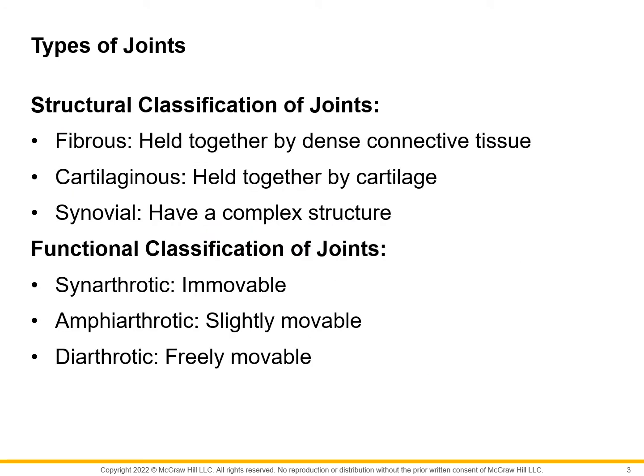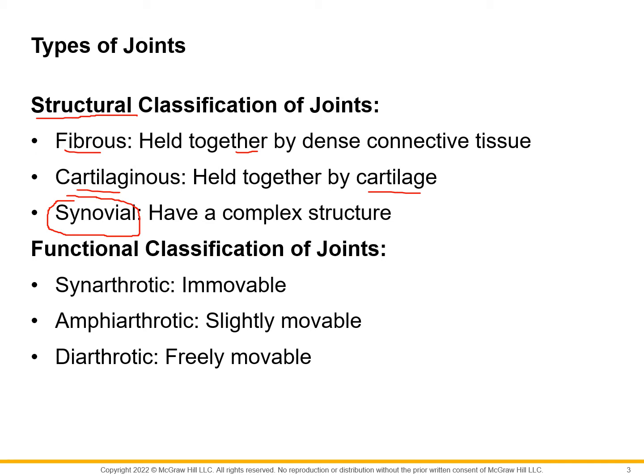Now, joints themselves can be classified in two different ways. We're going to look mainly at the structural classification. So we'll see this as we go through. Fibrous is held by fibers. Cartilaginous is held by cartilage. Synovial is its own little ball game altogether. And so most of the chapter as we go on is going to be about these synovial joints.